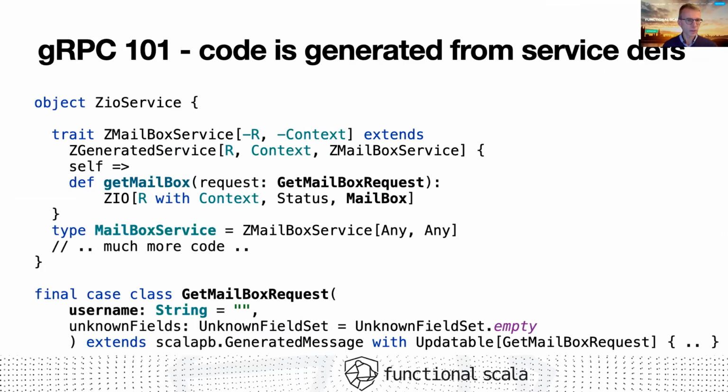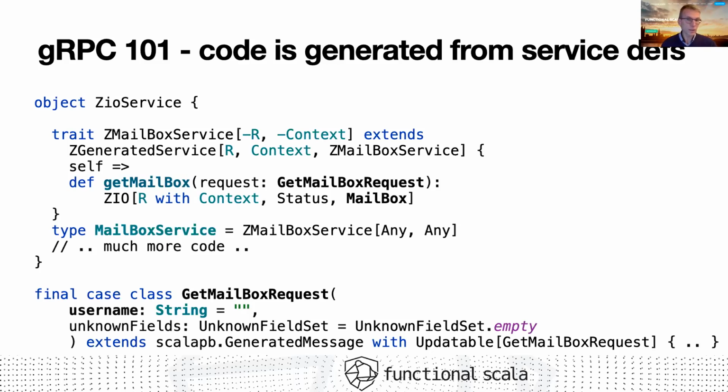And you will recognize, if you look closely at this densely populated slide, that the service that we just defined one slide before, getMailbox, is here, and the input type GetMailboxRequest is there as well. And the return type is a ZIO with an R, a Status as the error type, and Mailbox, which would be the result of this call. So this is immediately derived from the service definition that we just specified, and that's great.